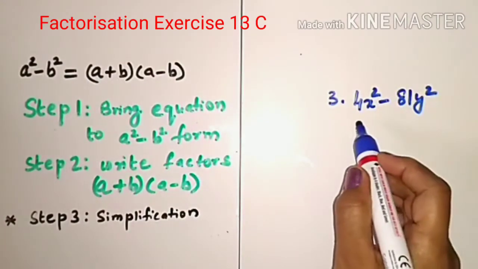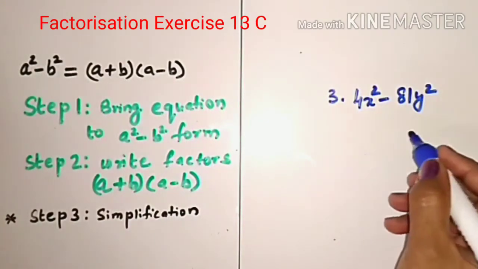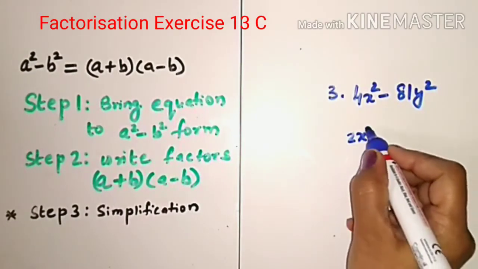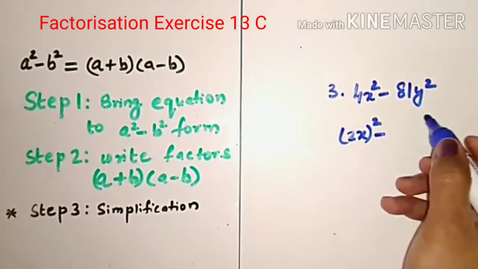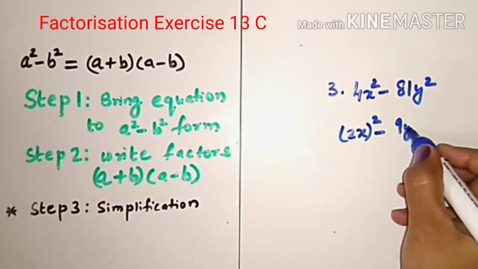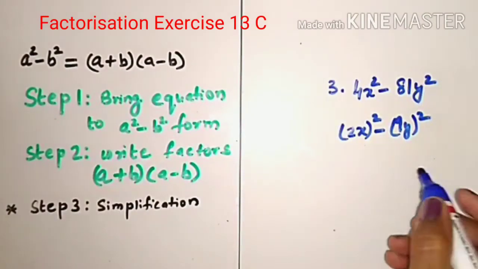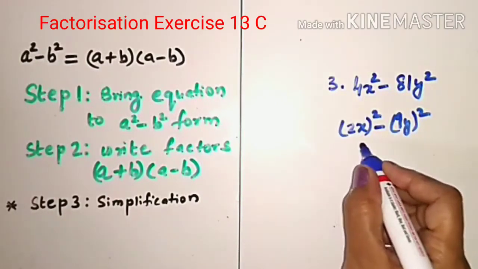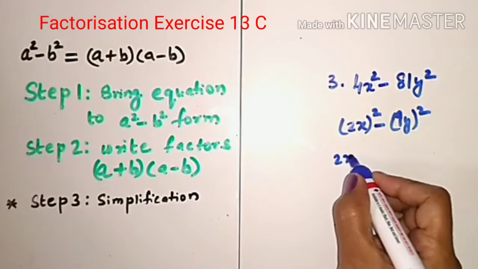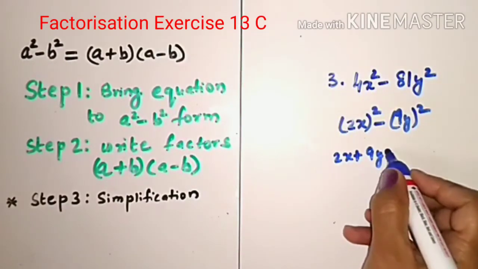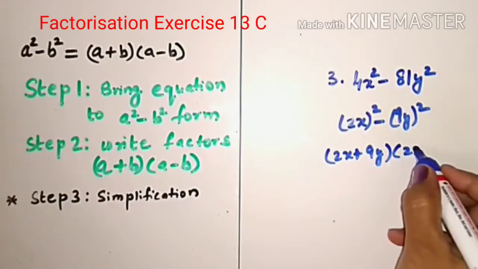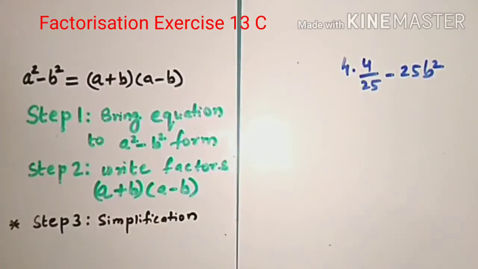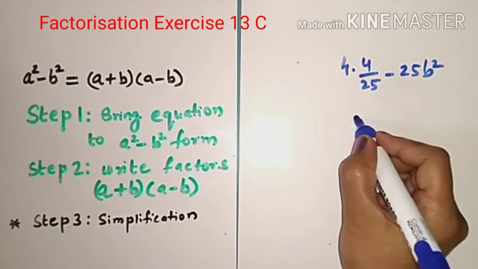We have question 4x square minus 81y square. 4x square can be written as (2x) whole raised to square minus (9y) whole raised to square. So our a square minus b square form, first step, is over. We have to write factors (2x plus 9y)(2x minus 9y).